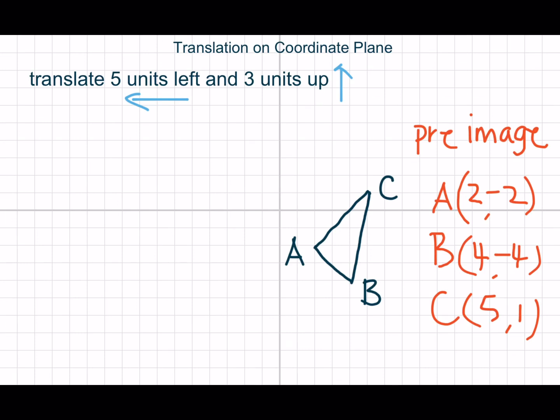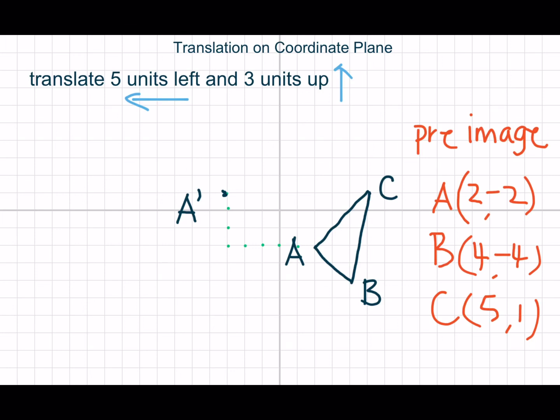We're going to start with A. I'm going to go with green. 5 units left, 3 units up, right? 1 point at a time. So starting with A, we're going to go 1, 2, 3, 4, 5 left, and then 1, 2, 3 up. All right, put your point right there, and we are going to name this A prime, because now it's your new image point. We're going to do the exact same thing for every single point here.